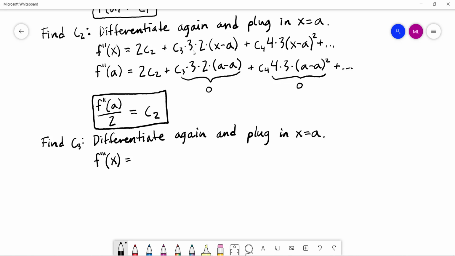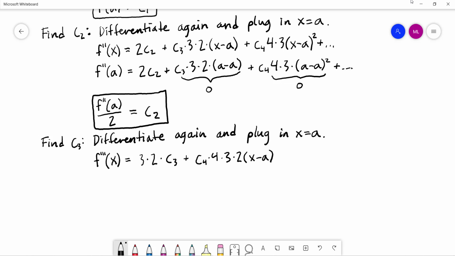I'm going to have c3 times 2, that constant, times the derivative of x minus a, which is simply 1. So this one is going to be 3 times 2 times c3. That is the derivative of this term. What is the derivative of the next term? So the next derivative is going to be plus c4 times 3. Those constants will all survive the derivative. And now I'm taking the derivative of x minus a squared. That will be 2 times x minus a. So I'm going to get times 2 times x minus a. And so on and so forth.